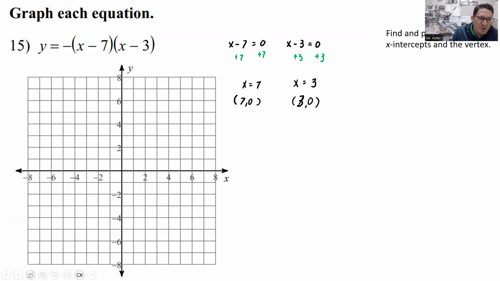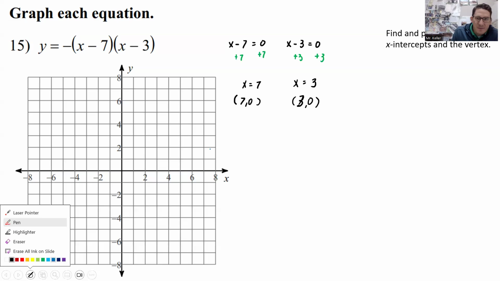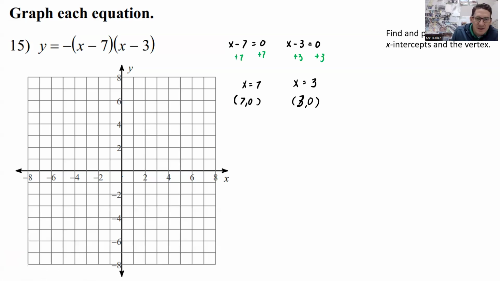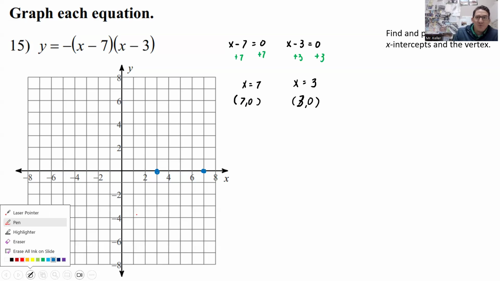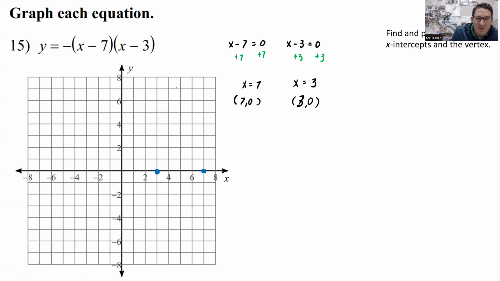So I'm going to plot those points. I'm going to plot them in blue. So the x-intercepts are (3, 0) and (7, 0). All right. The axis of symmetry. I don't need to do that formula. I know it's going to be right in between. So the axis of symmetry, I can just do this visually. So this is what makes it a little bit easier with the graph. I can just put that in there vertically.